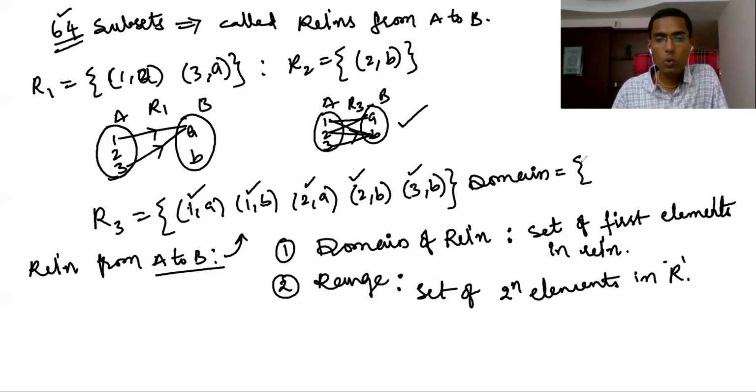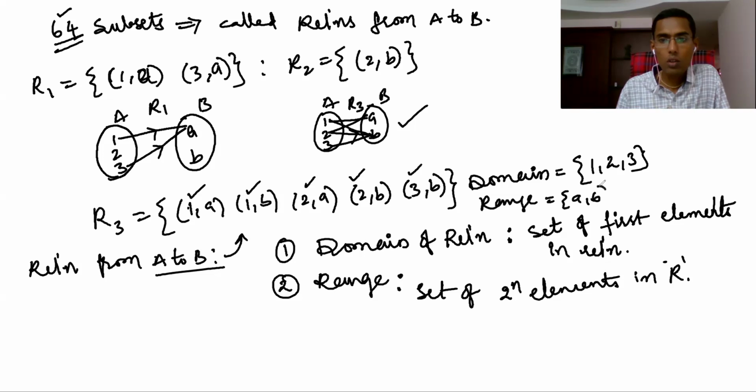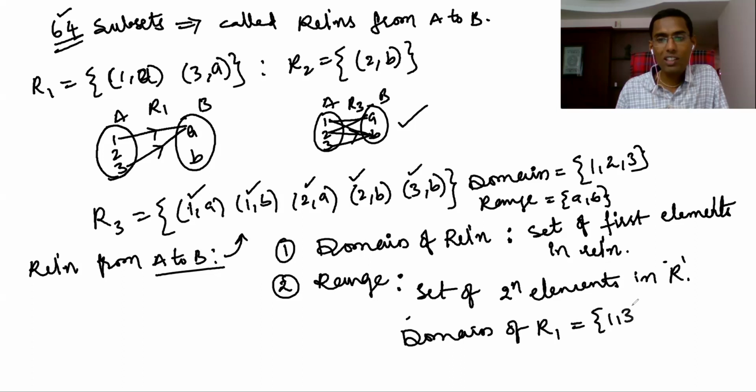Now the set of first elements. What are the first elements? 1, 2, 3. This is the domain for R3. Range, what is the range? The range is A comma B. For R1, the domain of R1 is 1, 3 only. The range of R1 is only A.